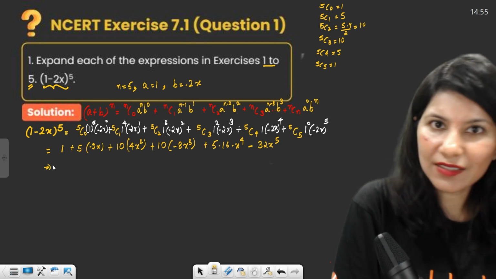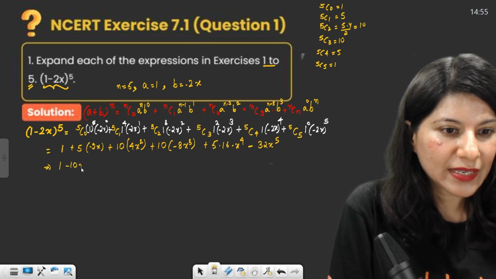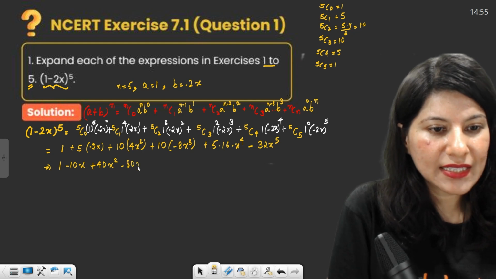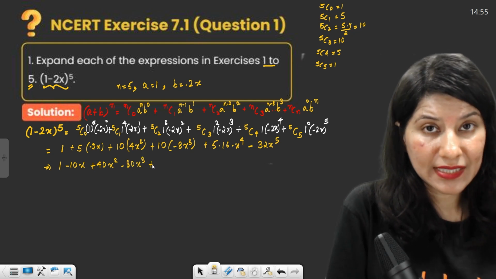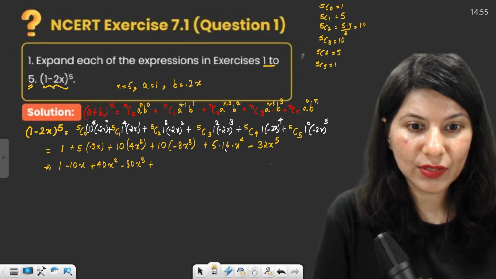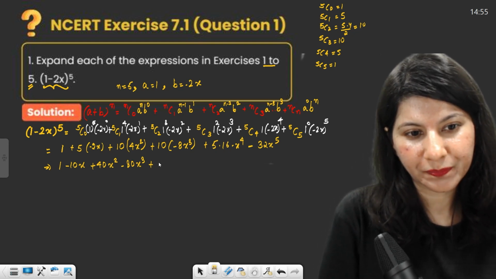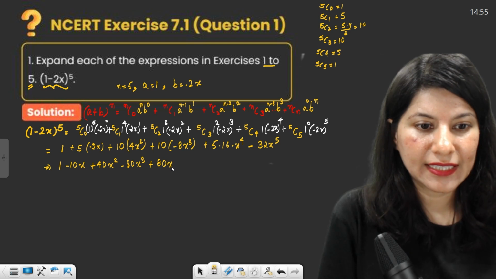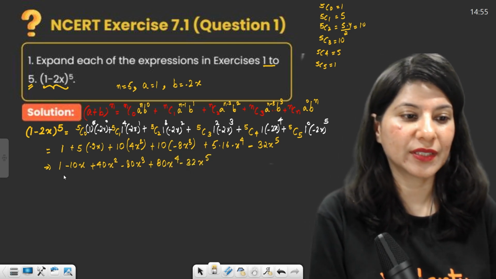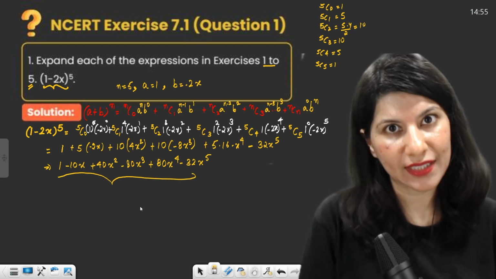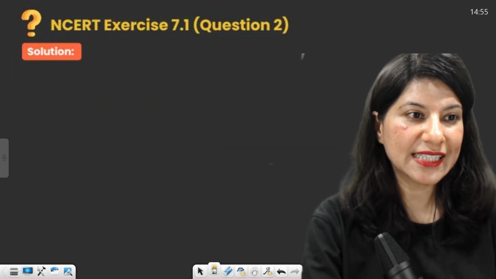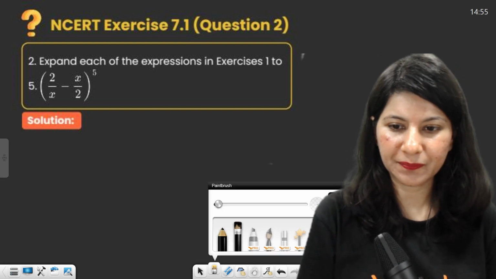Now the final answer: 1 minus 10x plus 40x square minus 80x cube plus 5 times 16, which is 80, 80x raised to power 4 minus 32x raised to power 5. So this is how it is. Perfect. First question done nicely. Similarly, we have to do all the questions.